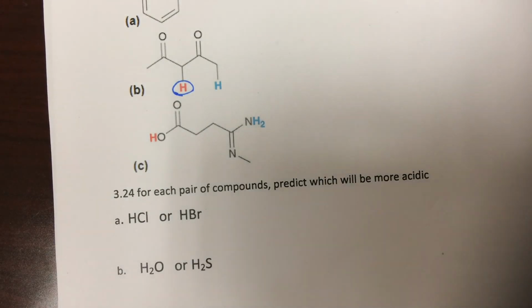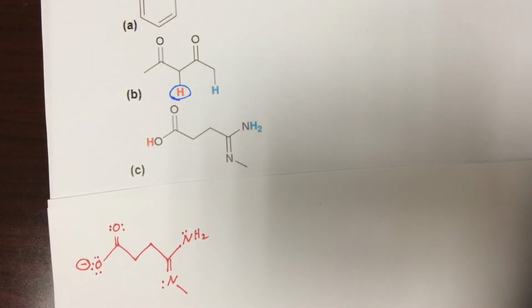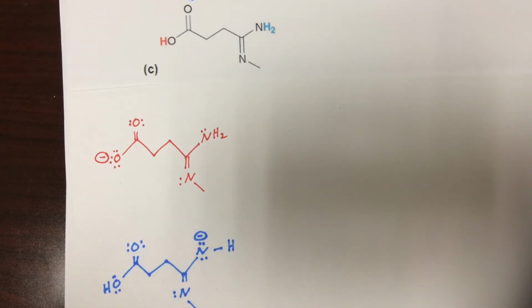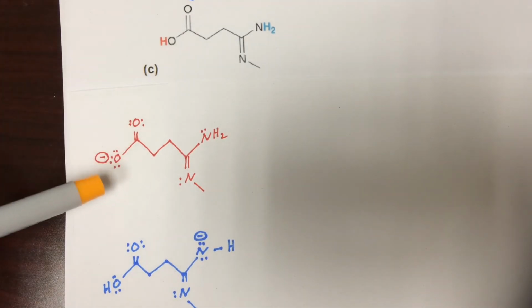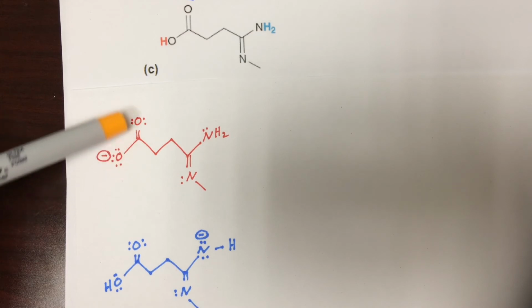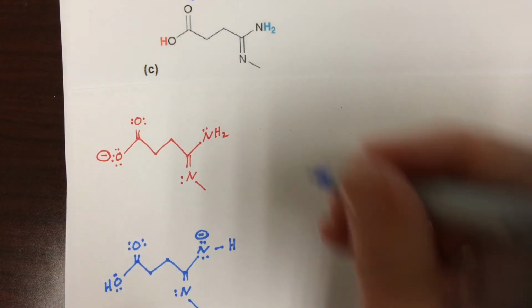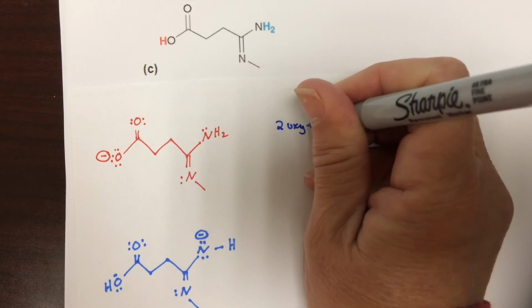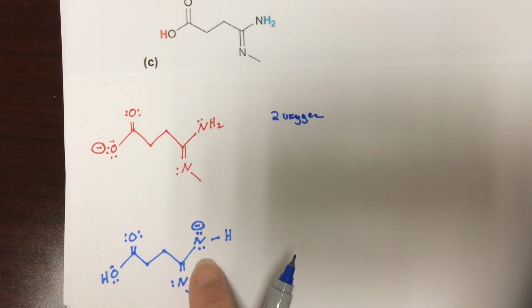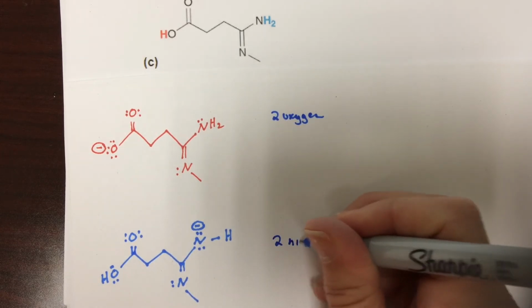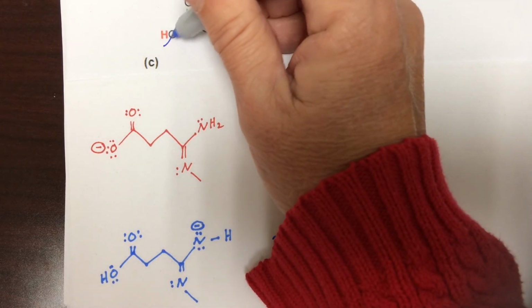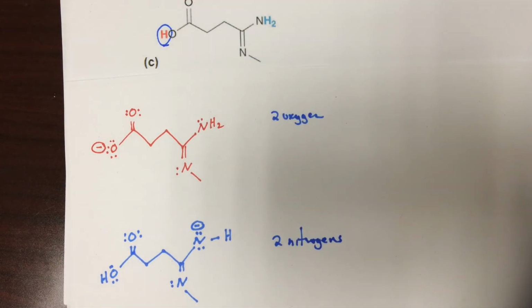Okay, so our last one. If we take the red proton off, we get this figure. The charge is spread over this oxygen. It can also, through resonance, be spread to this oxygen. So we have two oxygens. If we take the blue proton off, it's spread over two nitrogens. And so that makes this one more stable because oxygen is more electronegative.